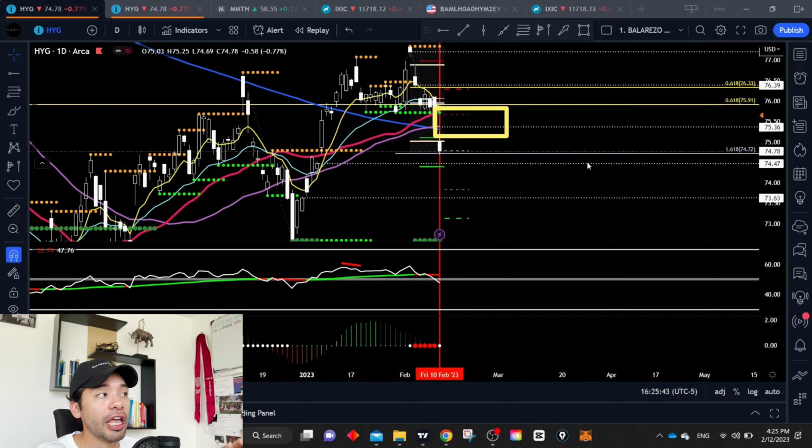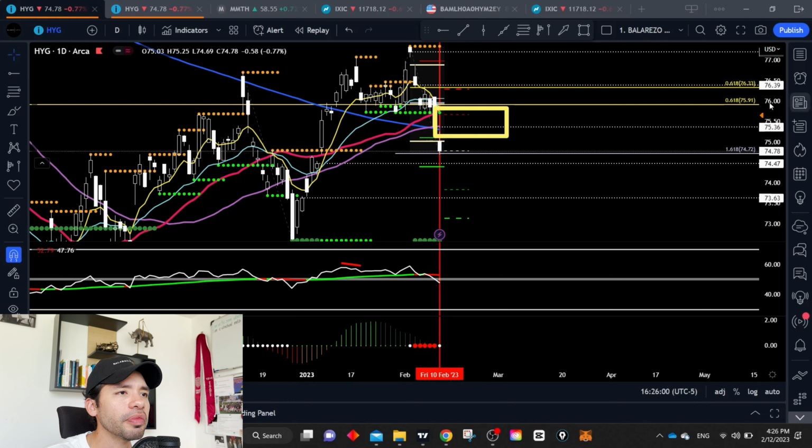So listen to this. If the HYG rallies into resistance and the VIX pulls back into support, then probably we're going to see a little bit of a bounce in the SPY first, and then a little bit of a pullback. So those are the puzzle pieces that we're seeing right now in the market.